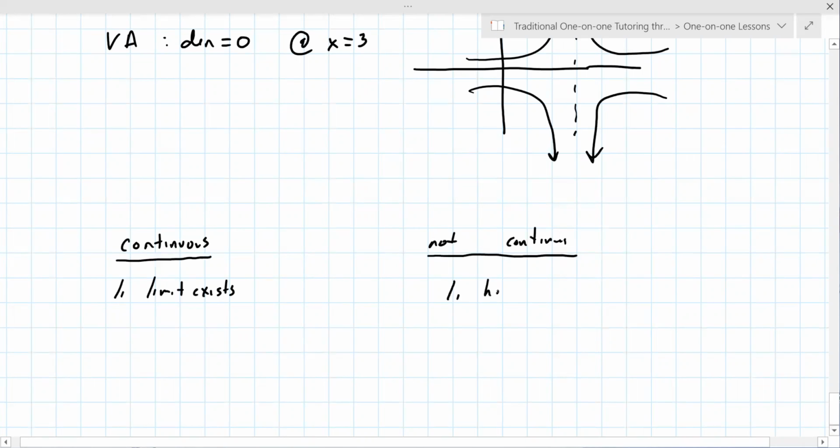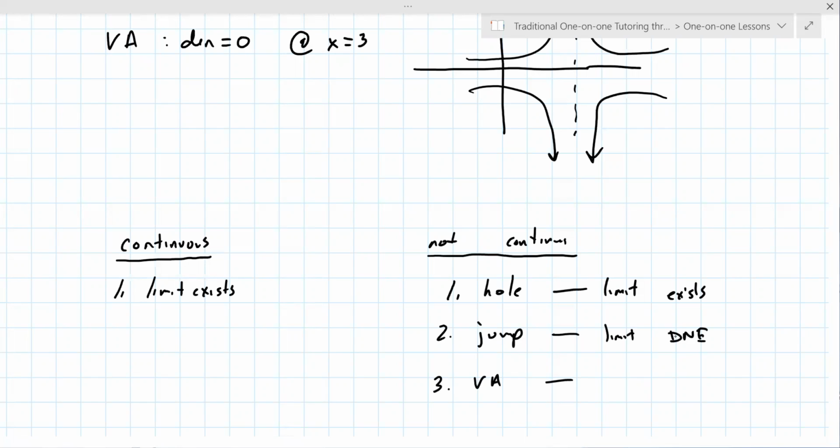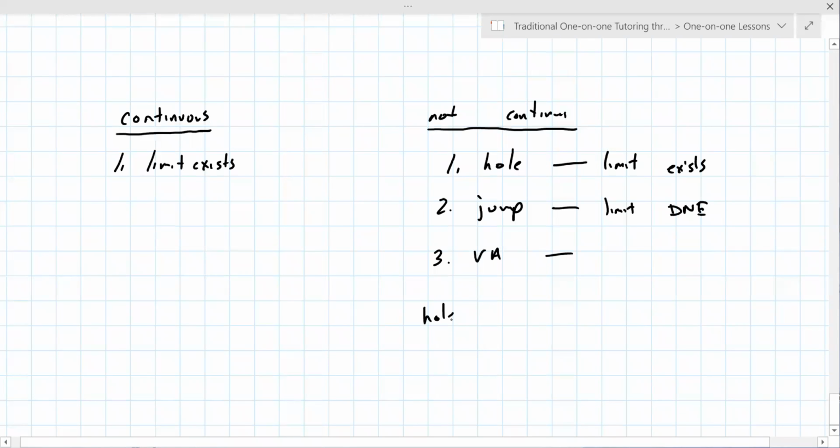If it's not continuous, there are a couple of possibilities. One is a hole. Here, the limit exists also. The second option is a jump, and the limit does not exist. The third is a vertical asymptote. And this one, I don't really want to put anything down here because the limit could exist, but it could be infinite. So for a hole, like I wrote, it's when it cancels out, right? Yes, so a hole could have this possibility.